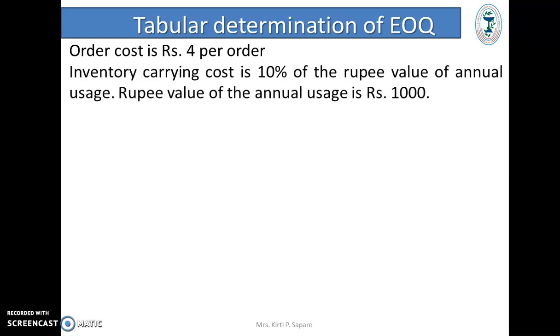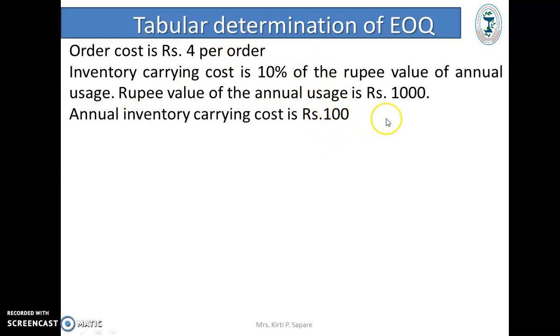Inventory carrying cost is 10% of the rupee value of annual uses. Rupee value of annual uses is rupees 1000. That is, you require 1000 rupees for total inventory to maintain, out of which 10% is the inventory carrying cost. Inventory carrying cost is rent of store, cost of insurance, taxes, salaries of storekeeper and losses in stores, as already discussed. So inventory carrying cost is 10% of this 1000 rupees, which comes to rupees 100. So annual inventory carrying cost is rupees 100.